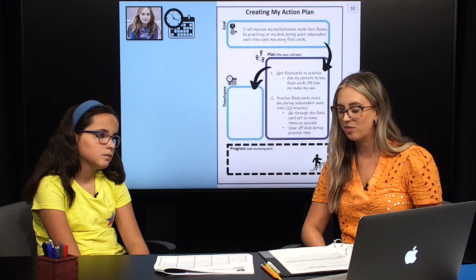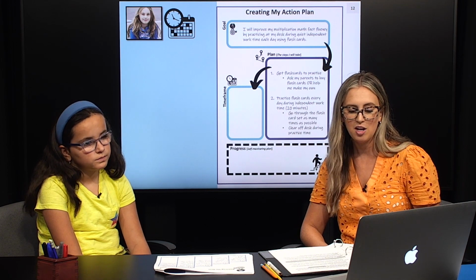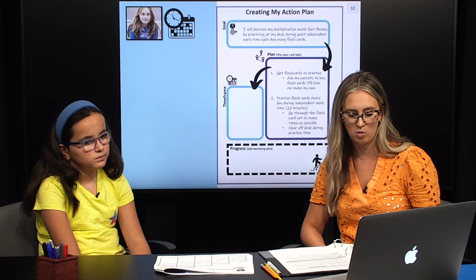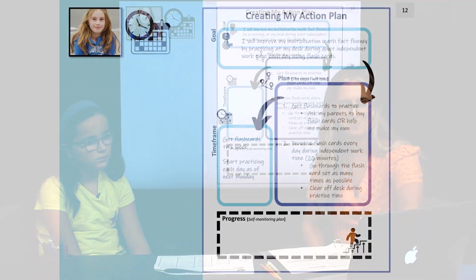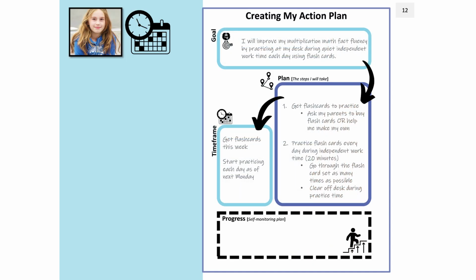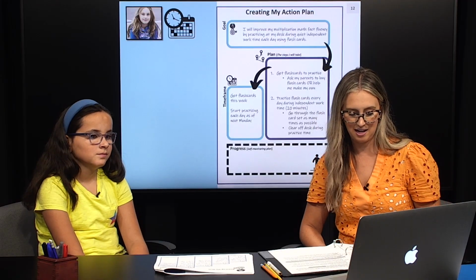Then Sky thought about the time frame for this plan. She knew that she wanted to start working towards her goal right away. She will need a few days to complete the first step of her plan: get a set of flashcards. Then she decided that she will start the second step of her plan, practicing each day, next Monday. This gives her some time to get the flashcards before setting a time to practice. Sky has shown us how she was able to think about her goal, her plan, and time frame.